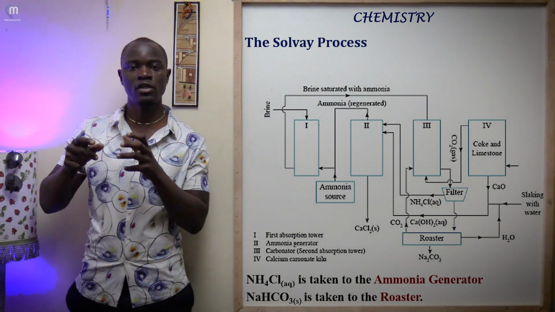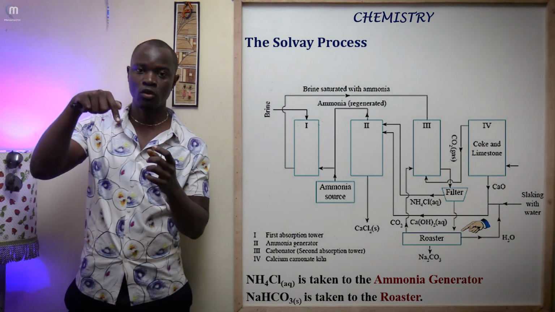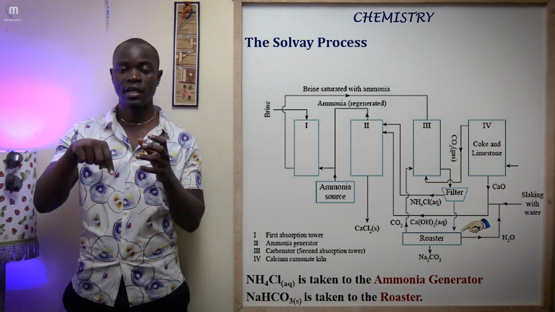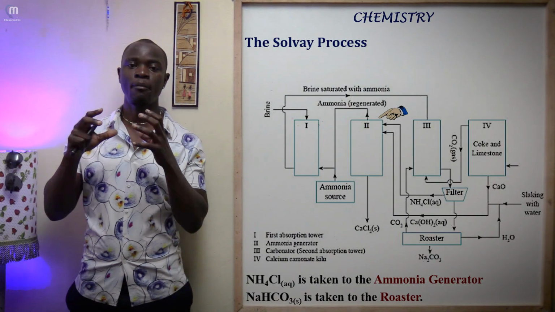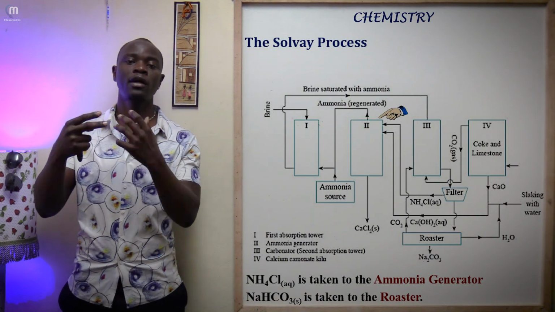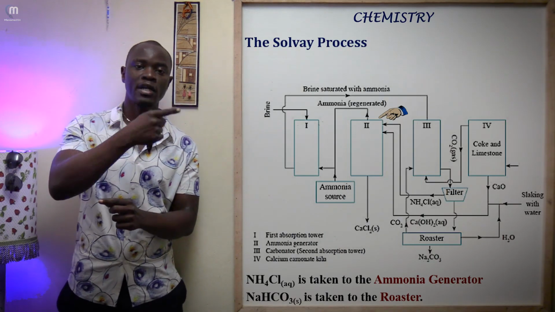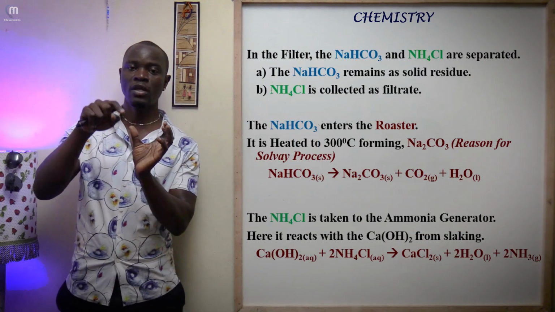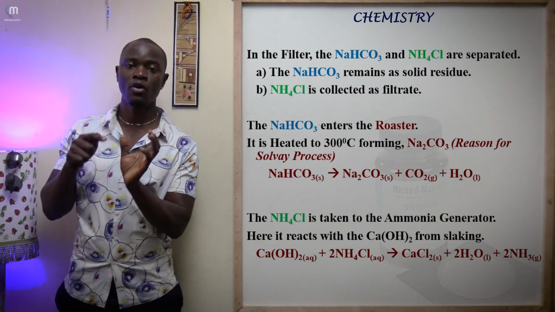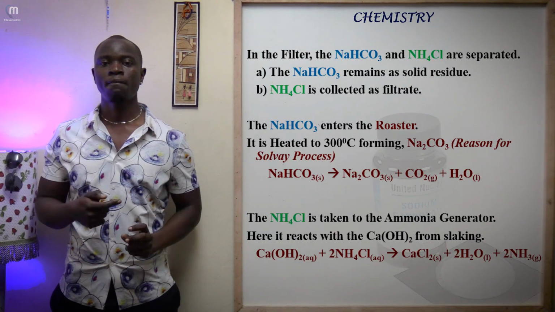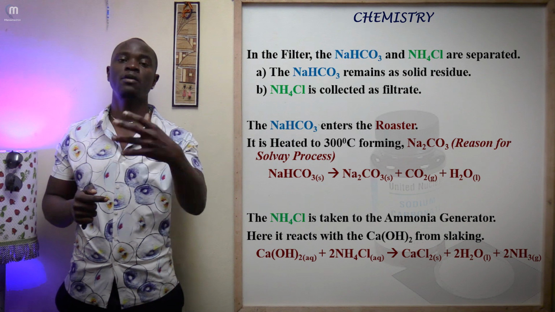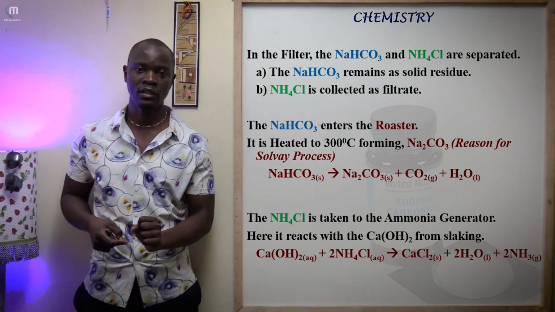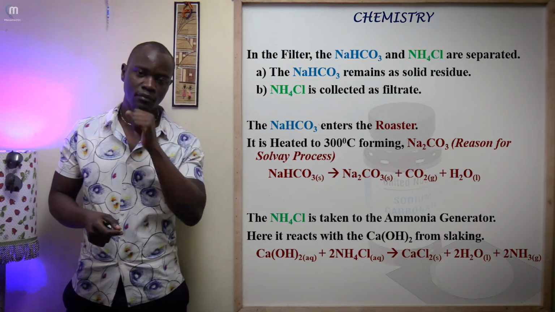Since sodium hydrogen carbonate is in solid form, it is taken to the roaster. So remember, the sodium hydrogen carbonate, the solid, is taken into the roaster because it's a solid, while ammonium chloride is taken to the ammonia generator. That is the essence of the filter: to separate the sodium hydrogen carbonate entering the roaster from the ammonium chloride entering the ammonia generator.